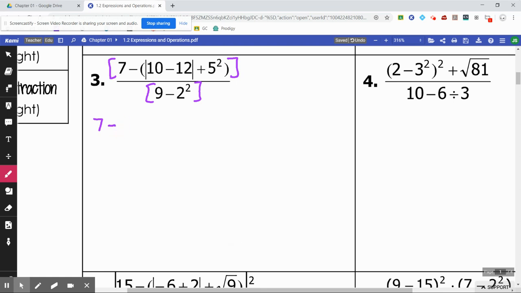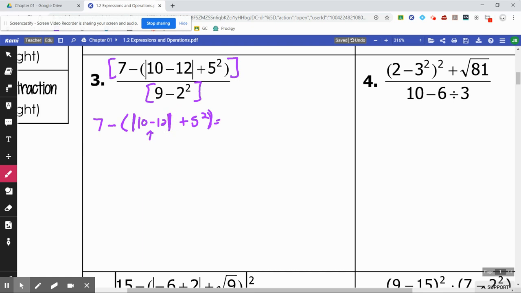So 7 minus, in parentheses, 10 minus 12. Now, as I'm writing this, well, let's go ahead and write it. 10 minus 12 in absolute value bars plus 5 to the second power. There's the top. So inside of these grouping symbols, we have more grouping symbols. We have parentheses here, and we also have these absolute value bars here. You always start on the innermost ones, which is the absolute value bars, because those are inside of the parentheses. So let's do those first.